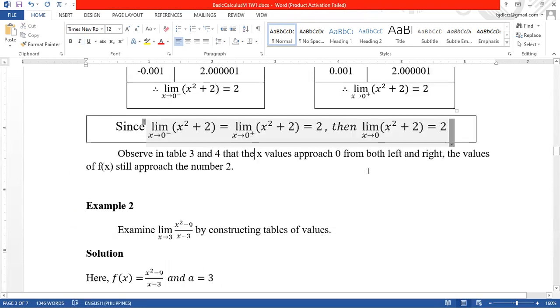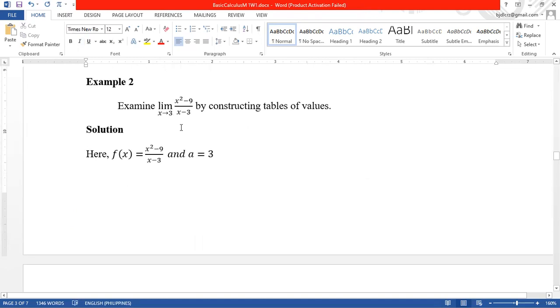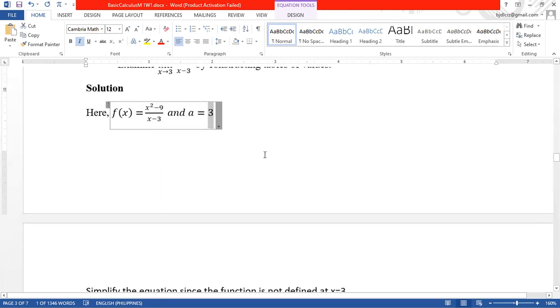And example number 2: examine the limit of x squared minus 9 over x minus 3 as x approaches 3 by constructing, again, a table of values. Solution. So we have f of x, which is x squared minus 9 over x minus 3, and our a is 3. So we are going to look for L.